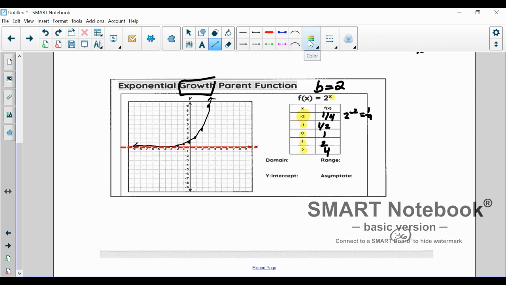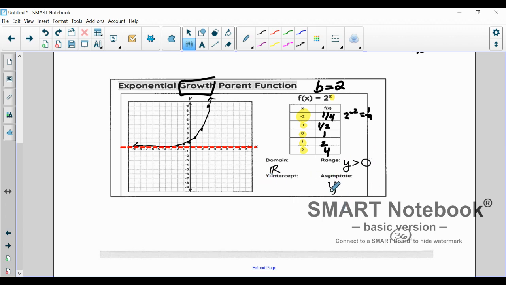We can never dip below 0 because we're going to keep getting smaller and smaller and smaller by a half, 1/8, 1/16, 1/32, but we'll never actually get to 0. So our domain remains all real numbers. Our range is going to change slightly. Because of this asymptote, we're never going to get to 0. So our range is simply greater than 0.